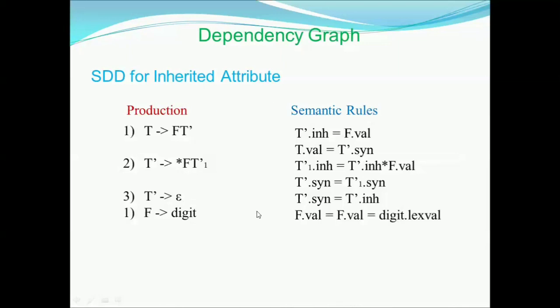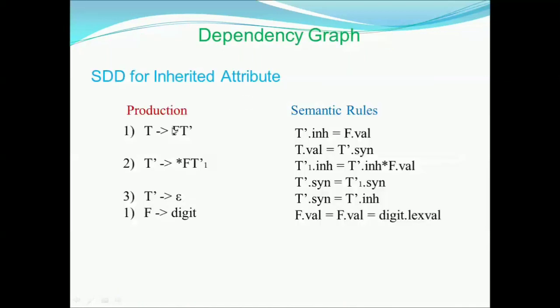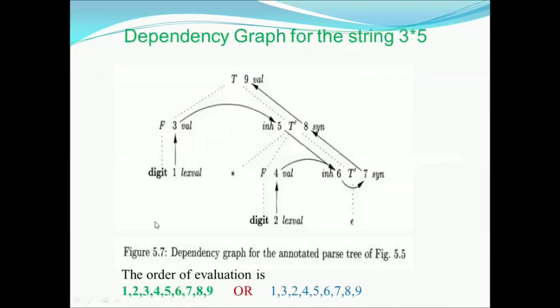Now once again, how to write the semantic rule for this? So you can just observe that first it is better to write a parse tree. So when I write the parse tree for this, T tends to F, F tends to digit. Similarly, T tends to FT', F tends to digit, and then T' tends to, once again, star FT'. So F tends to digit, and T' tends to epsilon.